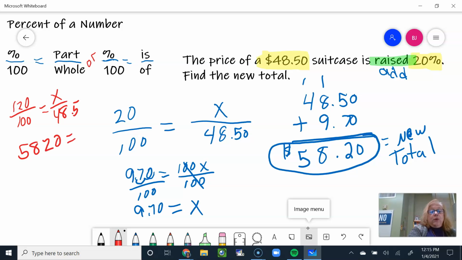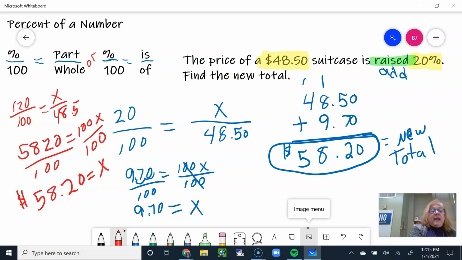and we would have gotten 5,820 equals 100x, and you divide that by 100, divide by 100, and you would have gotten 5820, which is the same answer that we got over here. But I didn't want to confuse you. So for those of you who understand this, great. If you don't, just do it this way. Either way is fine. So let's go to our next question.